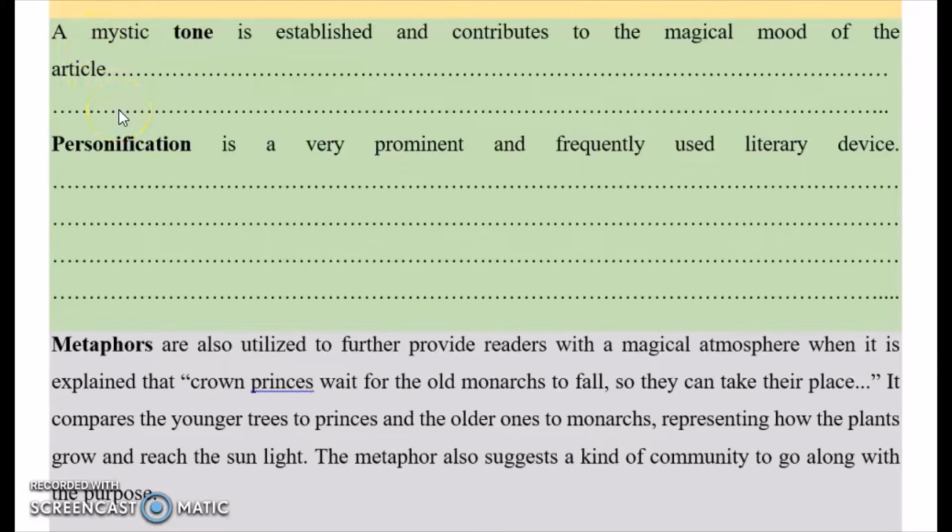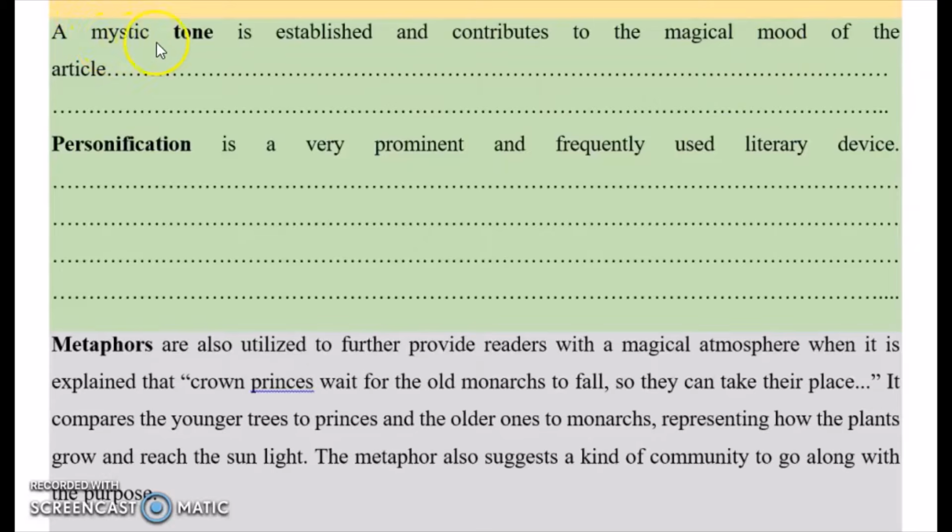In the first paragraph, this candidate has started the discussion with the descriptive language used by the writer to grab the reader's attention. Going with the same idea, in the second paragraph, this candidate has started with the tone used by the writer. So the mystic tone is established and contributes to the magical mood of the article. You must remember the tone is used by the writer and the mood is developed by the readers.